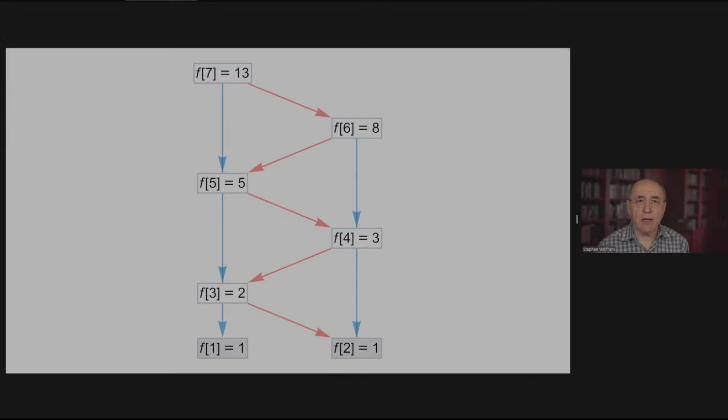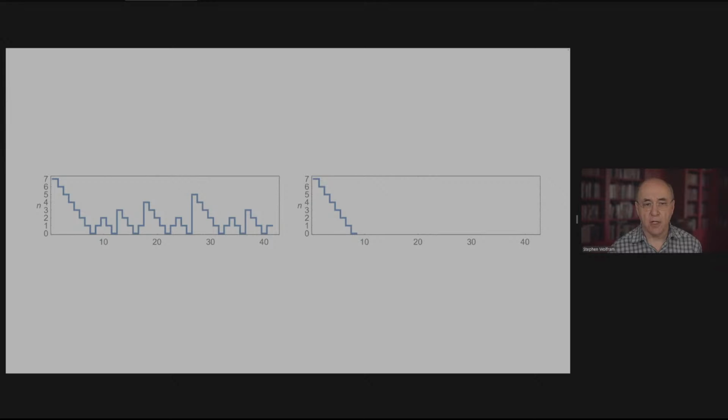But if we actually evaluate f of 7, say in the Wolfram language, what is the sequence of f of n's that we'll end up computing? Or in effect, how will the evaluation graph be traversed? So here are the results for the unrolled and minimal evaluation graphs, that is, without caching and with caching.